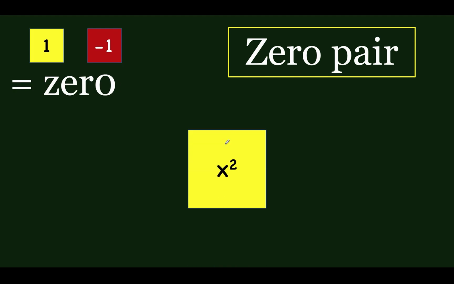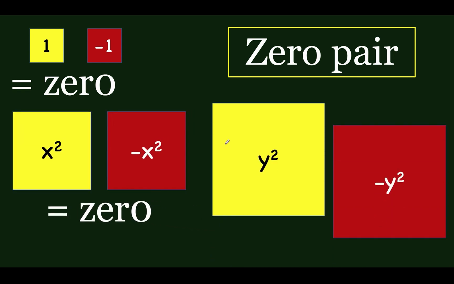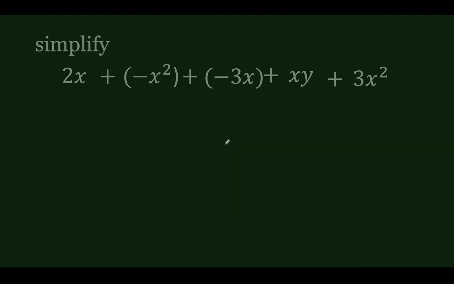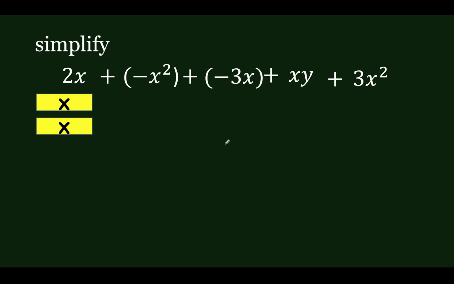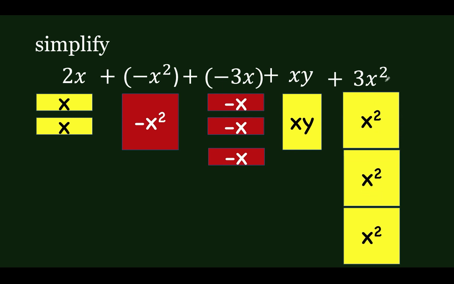If we have x squared and you have another red negative x squared, this also forms a zero pair, and you can cancel that out later on also, as long as they come in pair. So, for example, you have 2x plus negative x squared plus negative 3y plus xy plus 3x squared. How do we visualize this now? So 2x has no problem. It's two yellow x's. Negative x squared would be red, and negative 3x would also be red, the same dimension as x, but it's color red. xy is positive, so it's yellow, and 3x squared are also yellow, 3 squares of dimension x squared.